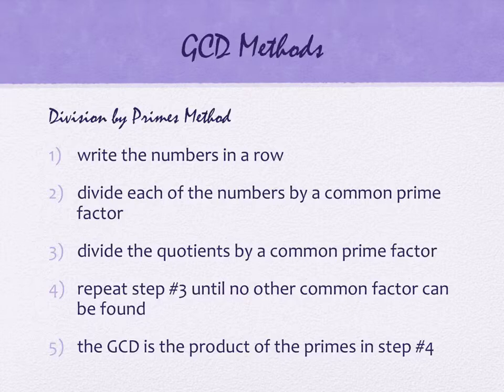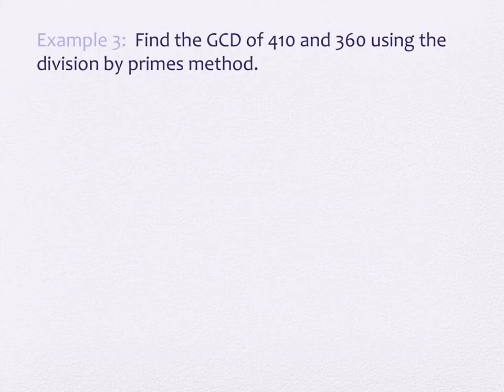You repeat that step until whatever you're left with at the bottom are numbers that are relatively prime. They don't have anything else that divides them except the number 1. Okay? So let's actually do this. And then whatever the result is from what the numbers are you divided, the product of that's your answer. So we're going to start with 410.